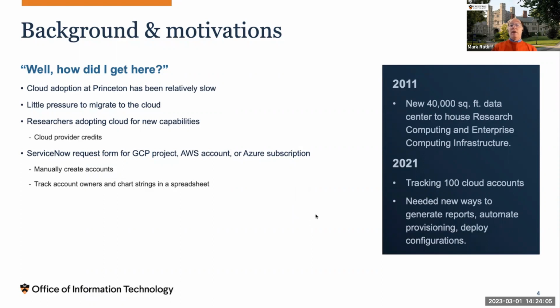In mid 2021, we were tracking about 100 cloud accounts. And we knew that we would soon need a better way to do this because we wanted to be able to generate more detailed reports of spend across groups within a department, to generate timely reports of charges related to each Princeton chart string across all 3 cloud providers, and to automate that account provisioning process.